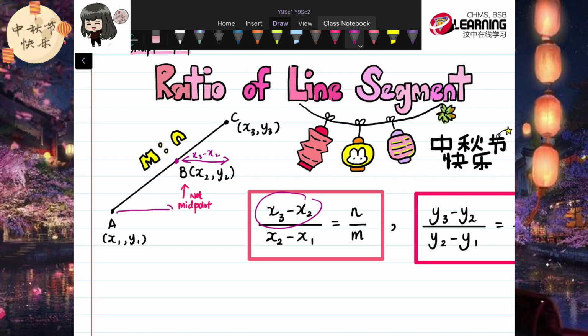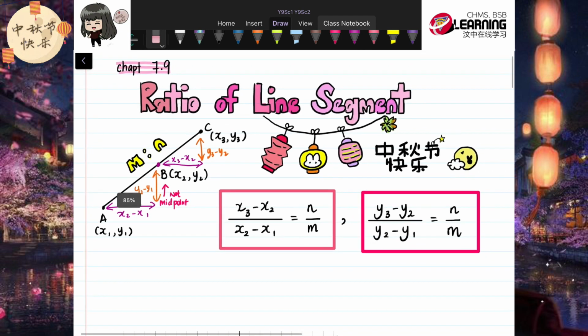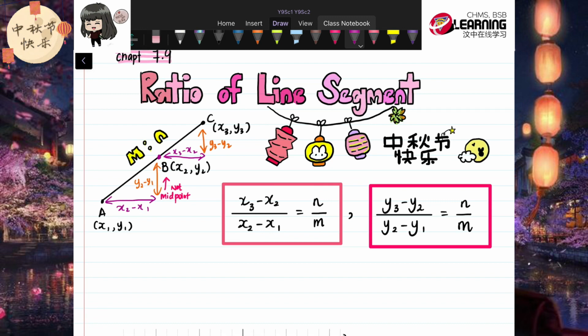Okay, and this one is your x2 minus x1. And here is your y3 minus y2, and the length here is your y2 minus y1. Okay, so if your ratio is going like this, n over m means that your y here minus this y, going down like that, over this one minus this one is equal to n over m for this case.